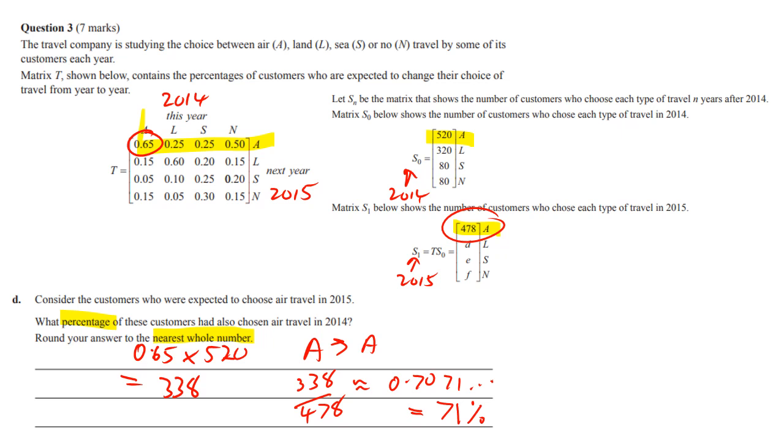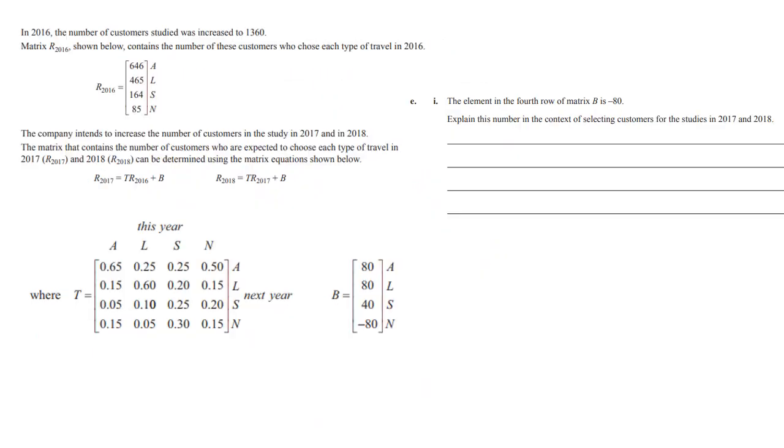It said common incorrect answers were 65% and 94%. I think 94% is people doing something like 478 divided by 520. None of that makes sense. The big problem is that most people assume that everything's gone through. Looking at this 0.65, air travel to air travel, that's where you've got to put the 0.65 in. So this is the question that just keeps on going.